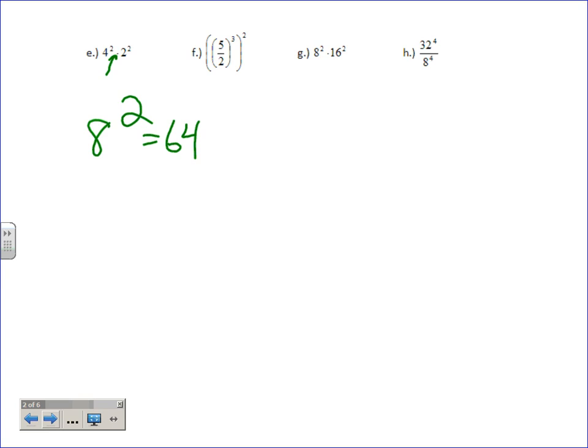But you have to remember that when the exponents are the same, write it down, just go ahead and do whatever it says to do to the bases, which it tells you to multiply. 4 times 2, 8. A lot quicker. Okay?